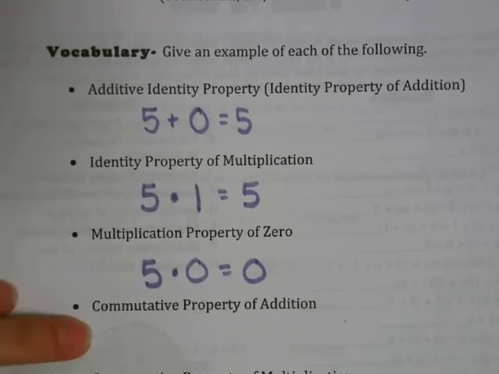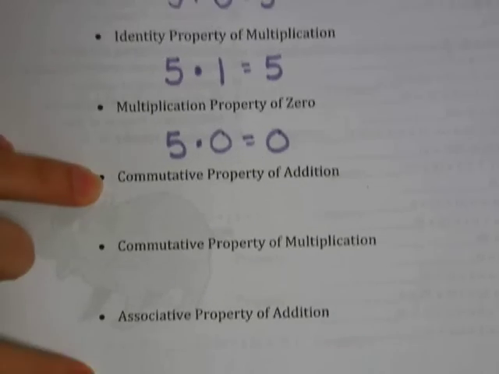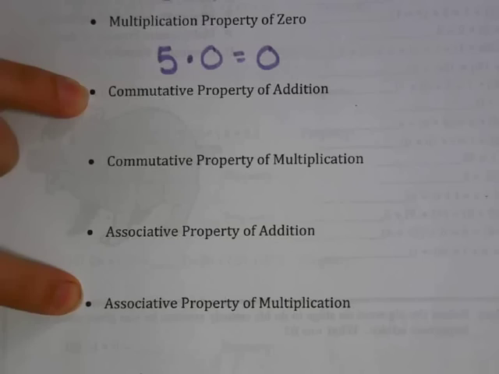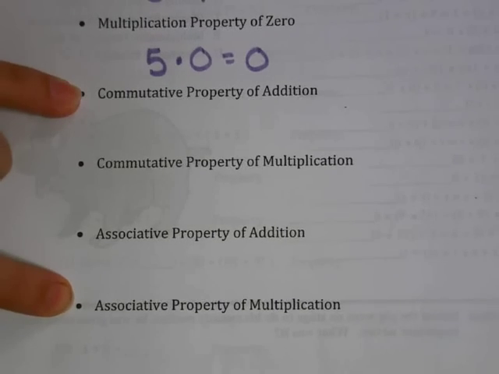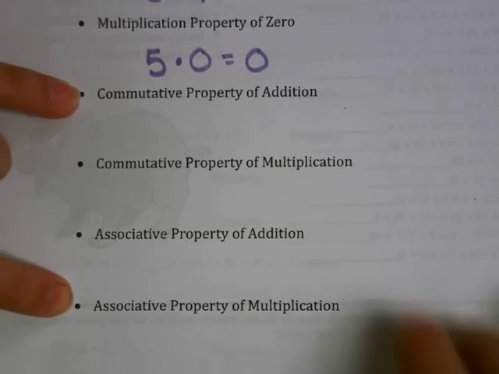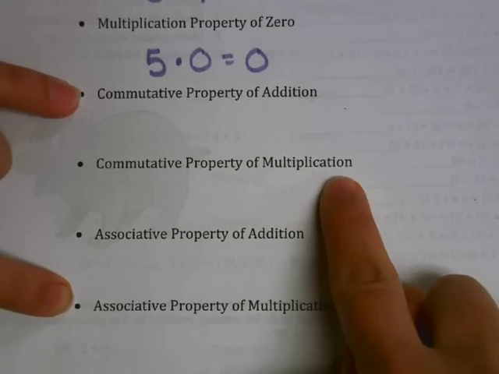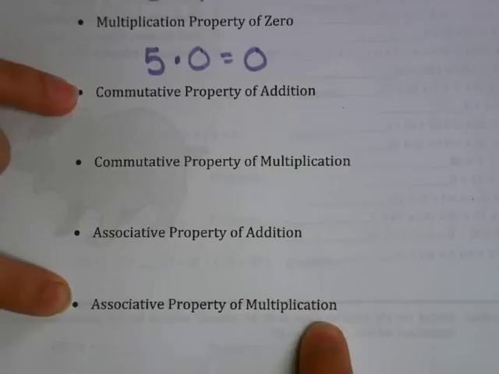Okay, the next 4 down here, I'm going to move this up. The next 4 are commutative properties and associative properties. And both of these work for addition and for multiplication. Addition and multiplication. And we'll see in a minute why you think they don't work for subtraction and division.